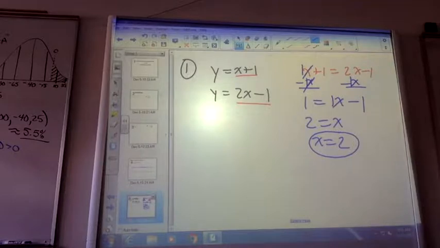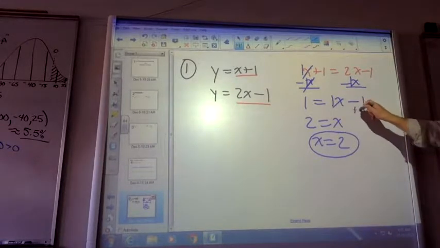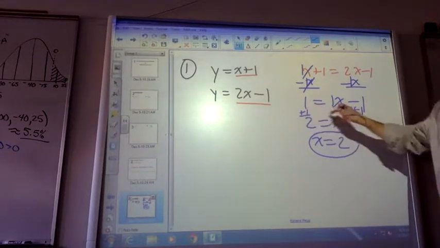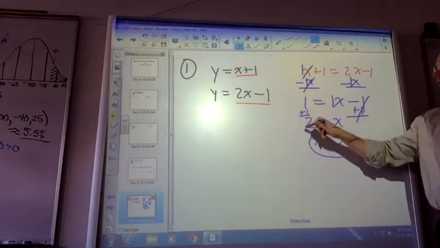Let's see, could it be negative 2? I would have to add that, right? So that cancels. So 1 plus 1 is 2.